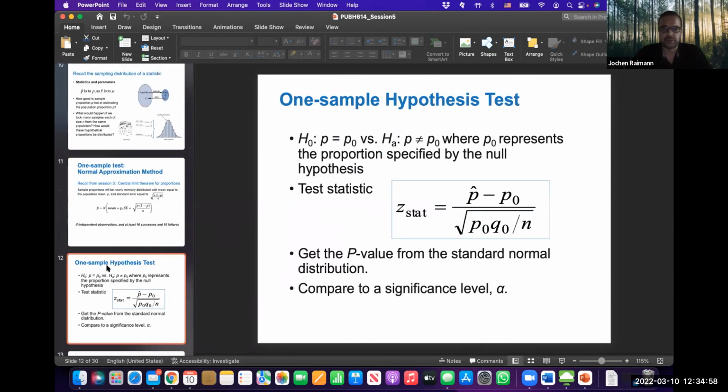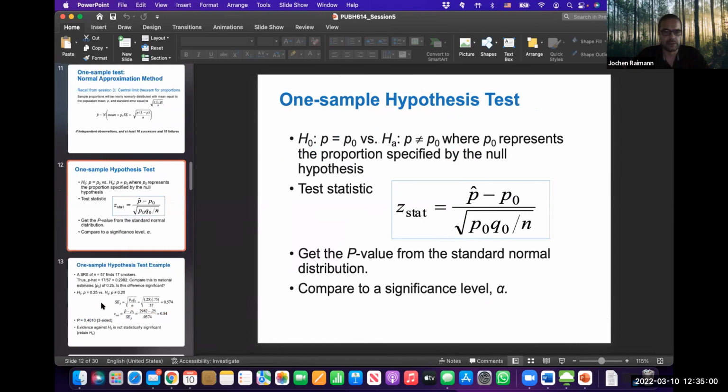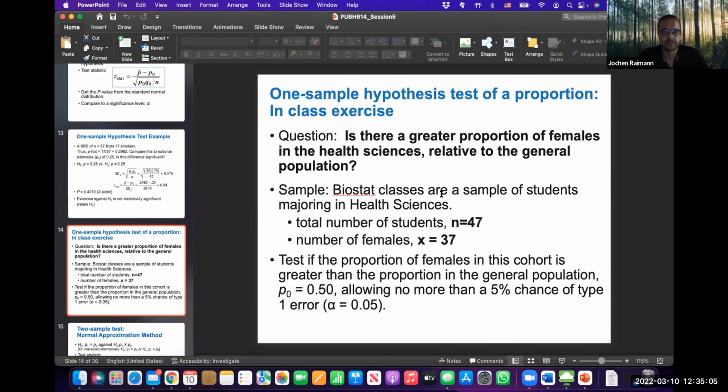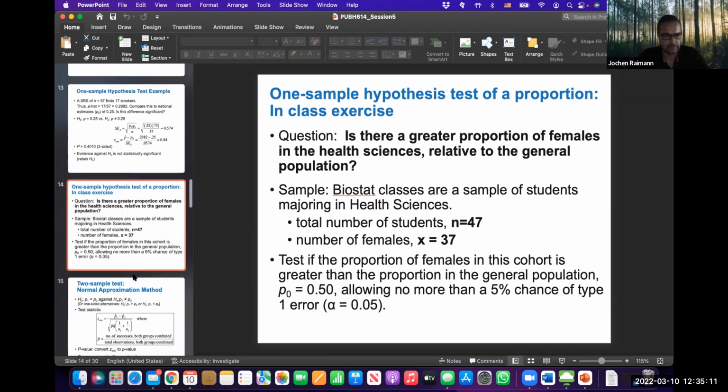Then we have a one sample test, which is again going in the same direction. There are some exercises. I don't know, do you have any questions specific to any of the examples?